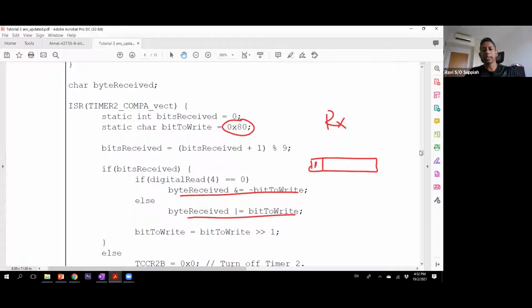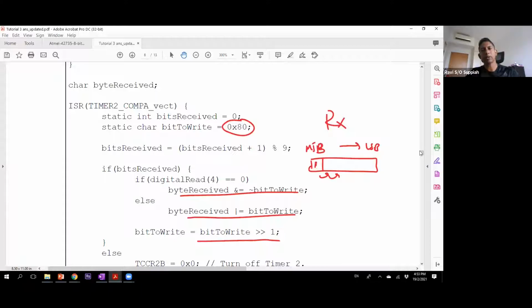Okay, and then the bit to write is shifted right. So I start off with the most significant bit, and then I move to the next bit and the next bit and so on. So when I receive the data, the first bit that I receive actually goes to the most significant bit and then goes on until I reach the least significant bit. So you can see that the order is reversed in this code. The order I receive and rearrange the data is different from the order in which I actually send the data out.